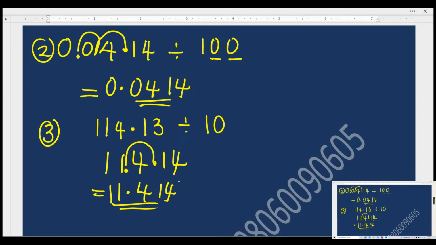Okay, so 114.13 divided by 10 is equal to 11.413. I hope it is clear. Now let's have another example.